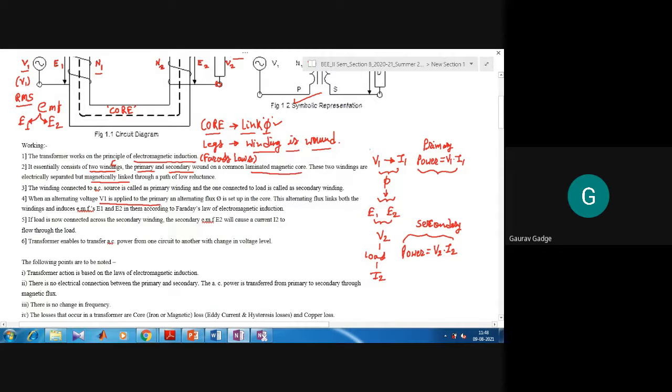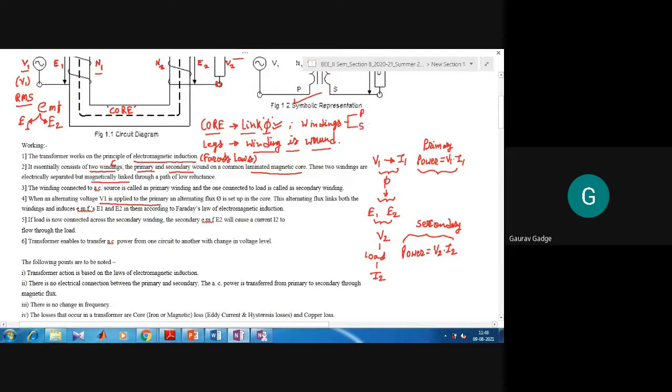Now the questions are very simple. Can you tell me the purpose of core? It is to link the flux. Now what is the purpose of windings? And how many windings are there? There are two windings. One is called primary and another is called secondary.